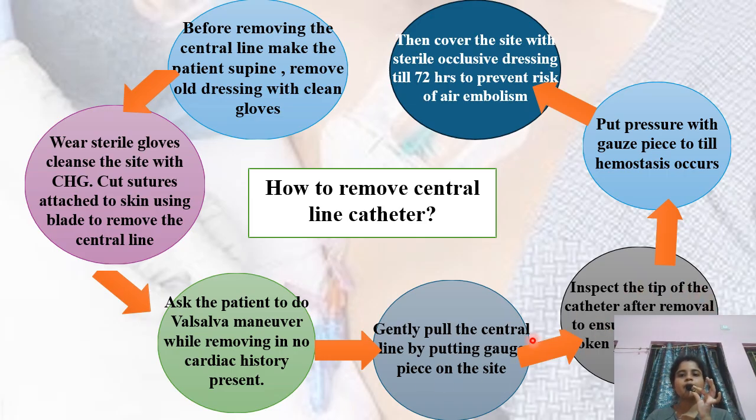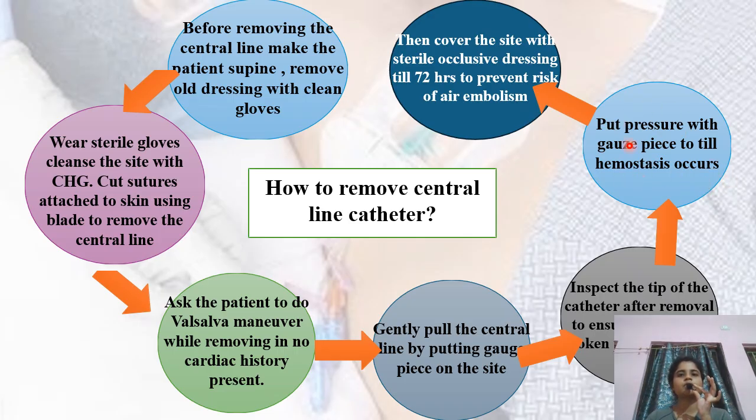Then inspect the tip of the catheter. The tip of the catheter should be checked for any breakage or anything else, and after removal, ensure that the tip is not broken. Then put pressure with a gauze piece till hemostasis is achieved.